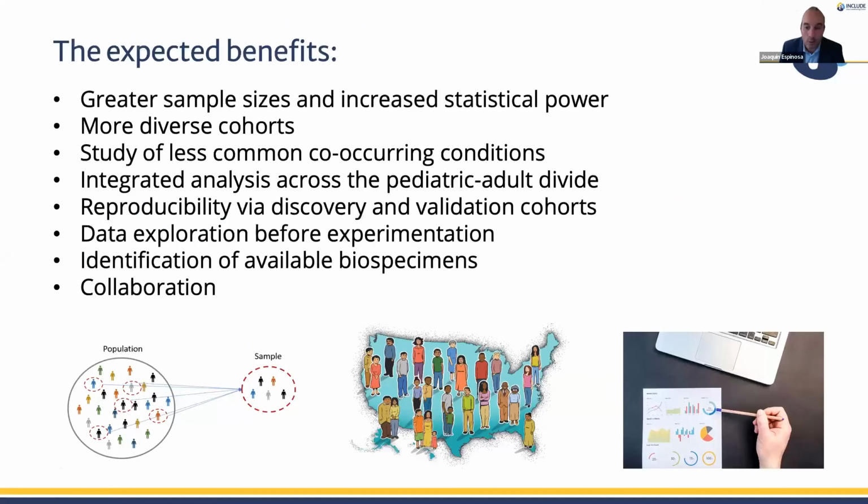If we do this, we're going to help people with Down syndrome by creating a large cohort that is more than the sum of the parts with great sample sizes and statistical power, a more diverse integrated cohort that would enable the study of rare co-occurring conditions, also allow us to seamlessly navigate from children to adults, also assess reproducibility by setting up discovery versus validation cohorts. Through the portal, as you will see today, you will be able to explore data before embarking on expensive experimentations, also find biospecimens, and set up collaborations.